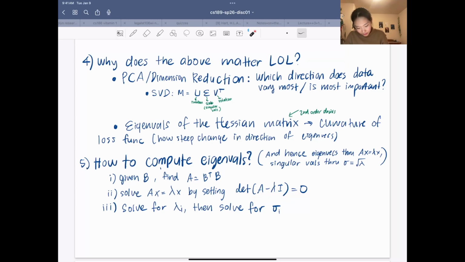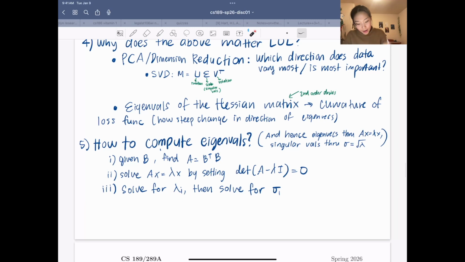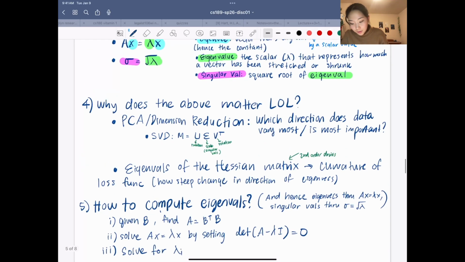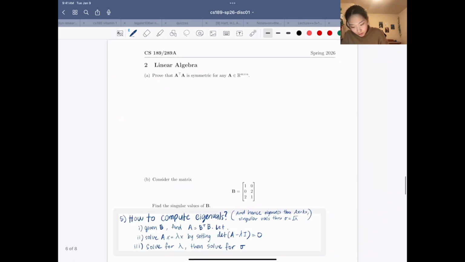And then lastly, once we solve for lambda i, which is our eigenvalue, then we can solve for sigma i. So we ended up solving for the singular value, but in this case we're just trying to compute the eigenvalues, so this is good enough. Okay, great. And so given this background information, we can start with our problem 2a.